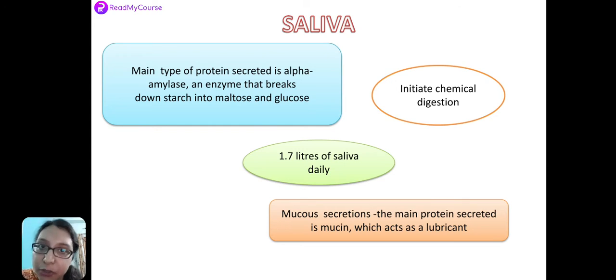Another important secretion by the saliva is mucus secretion. Though it does not directly help in the process of digestion, what it does is it coats the food or lubricates the food substances so that it becomes easy for us to swallow the food, right? So indirectly it helps in swallowing of the food, deglutition of the food, right?